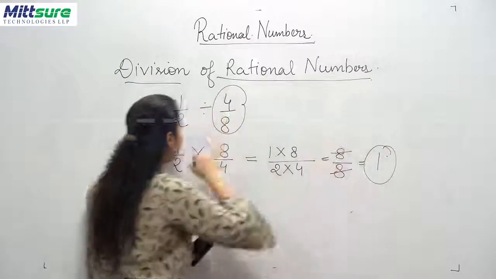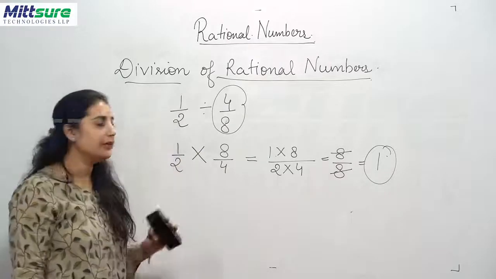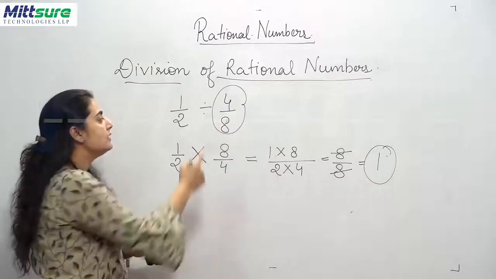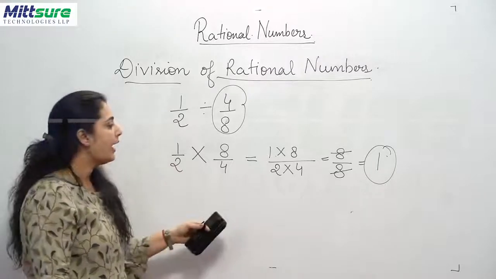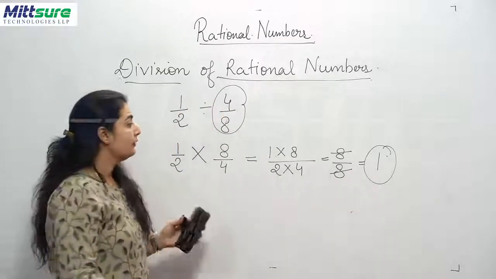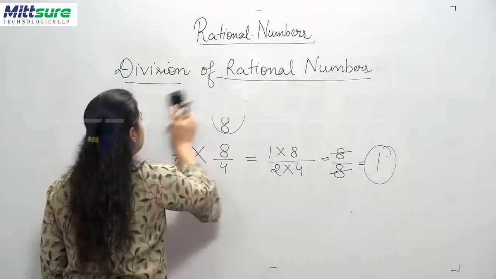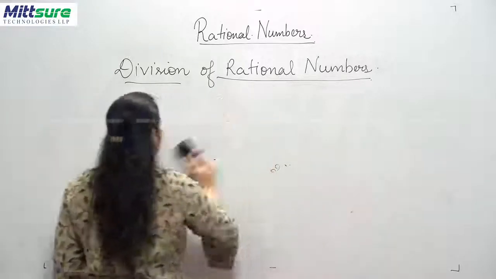As I have explained, the first number is known as the dividend. The second one, which is dividing the first rational number, is known as the divisor, and the result which we get here is known as the quotient. Now let's take some more examples to understand the same.